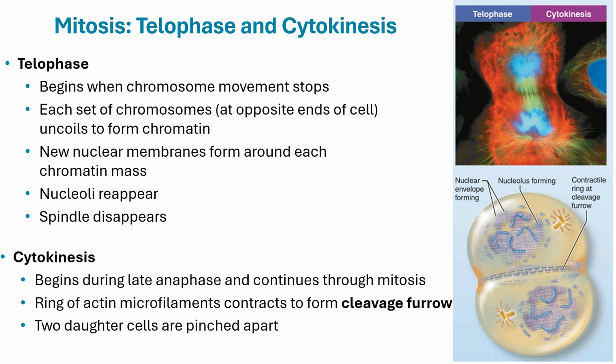Now, cytokinesis. This is going to begin at late anaphase. You're going to start to see a little bit of cleavage. But during late anaphase, the stage of mitosis continues through and beyond telophase. You're going to start seeing cytokinesis. During cytokinesis, a contractile ring of actin microfilament forms in the cleavage furrow. Eventually, this furrow starts to pinch the cell apart, which will result in two daughter cells that are identical to each other and their mother cell.